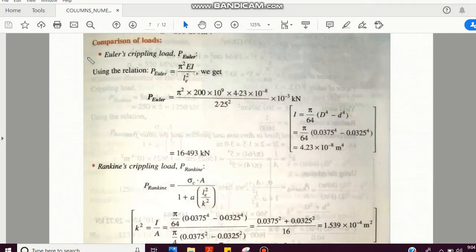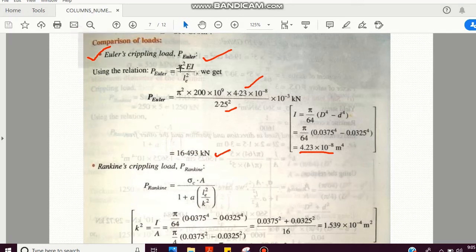So now the first one, the Euler's crippling load, that is P Euler. The formula is P Euler equals pi square EI by L square. Now by substituting all these values, E equals 200 into 10 to the power 9, I is pi by 64, capital D to the power 4 minus small d to the power 4, so that is 4.23 into 10 to the power minus 8, and equivalent length is 2.25 square. So the Euler's load is 16.493 kilonewton. Okay, this is the Euler's load.